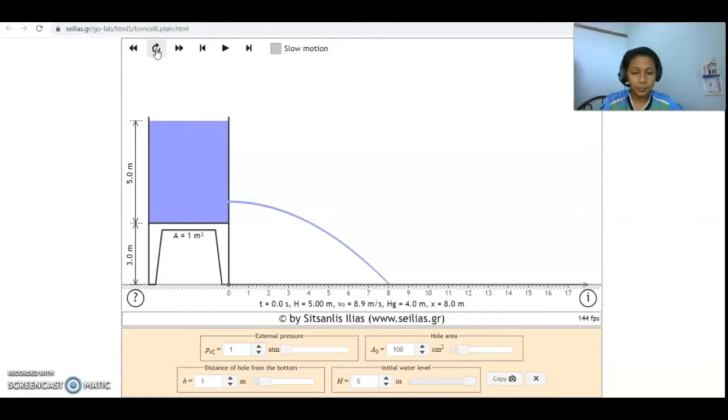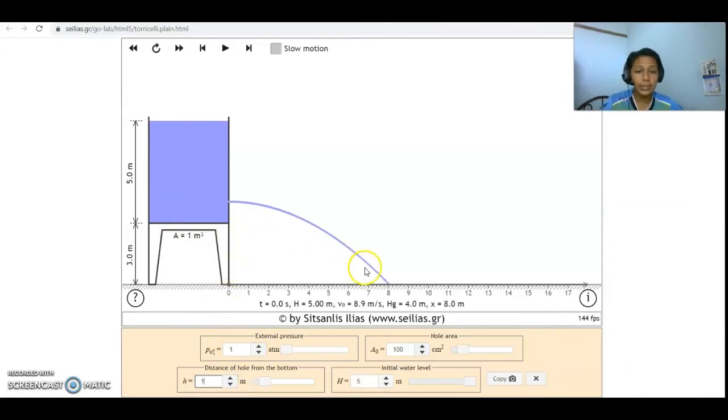After that, now I want to explain the procedure for this experiment. First, we set the distance of the hole from the bottom. That means the distance of the hole from the bottom to the hole. We set it for 1 meter.